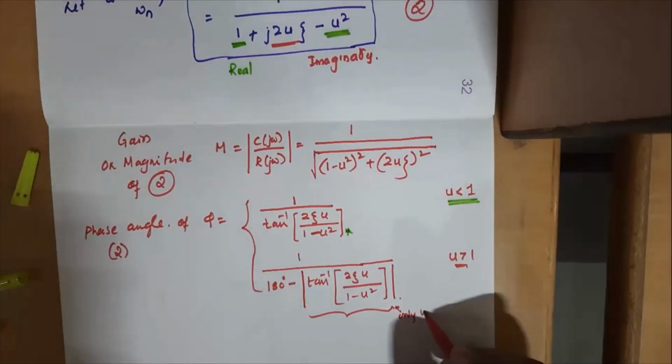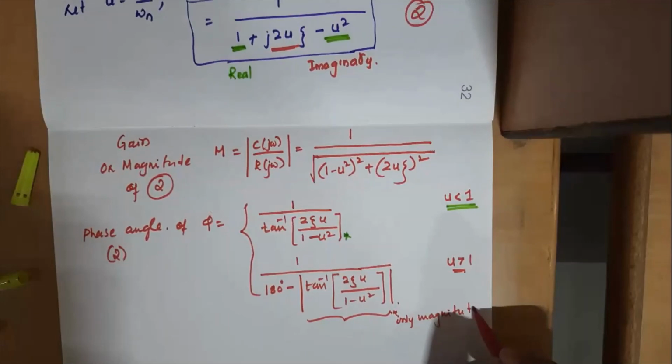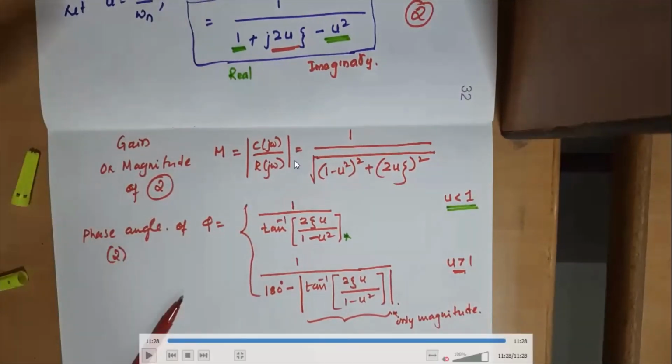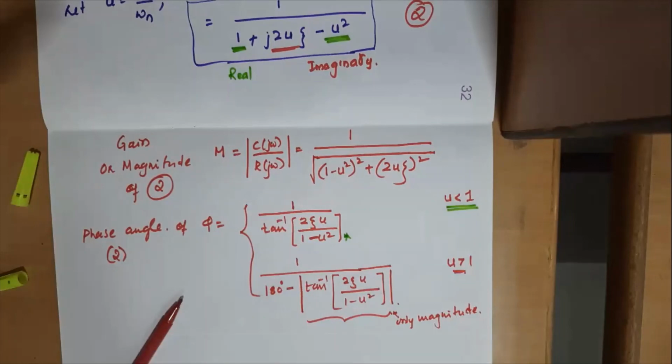So these are our expressions. This is for magnitude and this is for phase angle. So phase angle has two cases. u less than 1 is one scenario and u greater than 1 is another scenario. For this term, only the magnitude is considered. So what we did is only the mathematical derivation.